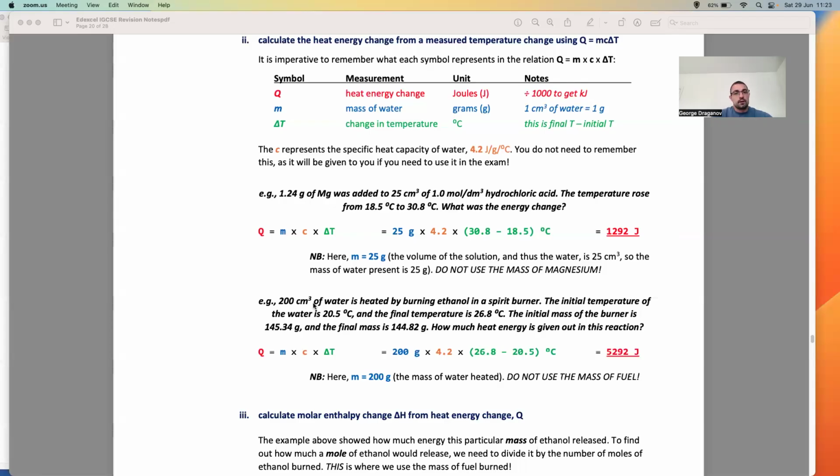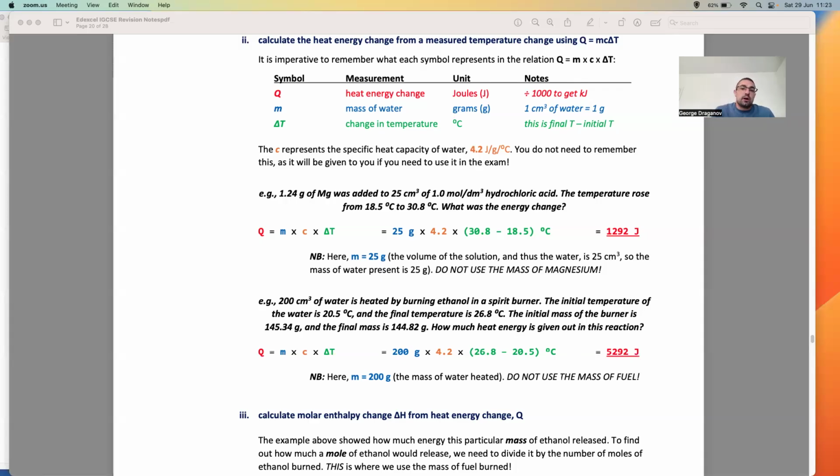Next question. 200 centimeters cubed of water is heated by burning an ethanol spirit burner. I automatically know my mass is 200 because that's the mass of the solution that we're heating and measuring the temperature of. The temperature difference is 26.8 minus 20.5, and C is 4.2. These masses are irrelevant for the heat energy change, but they will be relevant when we do the molar enthalpy change. So for now, you just multiply mc delta T, and you get your answer in joules.